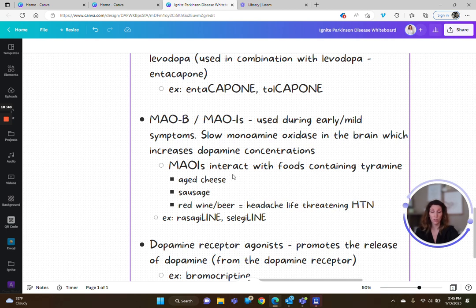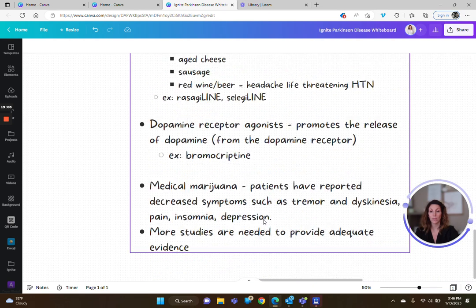Okay, so also a lot of medications don't get along with MAOIs, so we try not to use them because they just don't get along with anything, and it's a pain for the patient. But sometimes we do use them just to try to treat symptoms. So rasagiline and selegiline, those are examples. Okay, and then we have dopamine receptor agonists. Okay, so this helps the receptor get more dopamine, so it promotes the release of dopamine from the dopamine receptor. Great. Bromocriptine, that's that one.